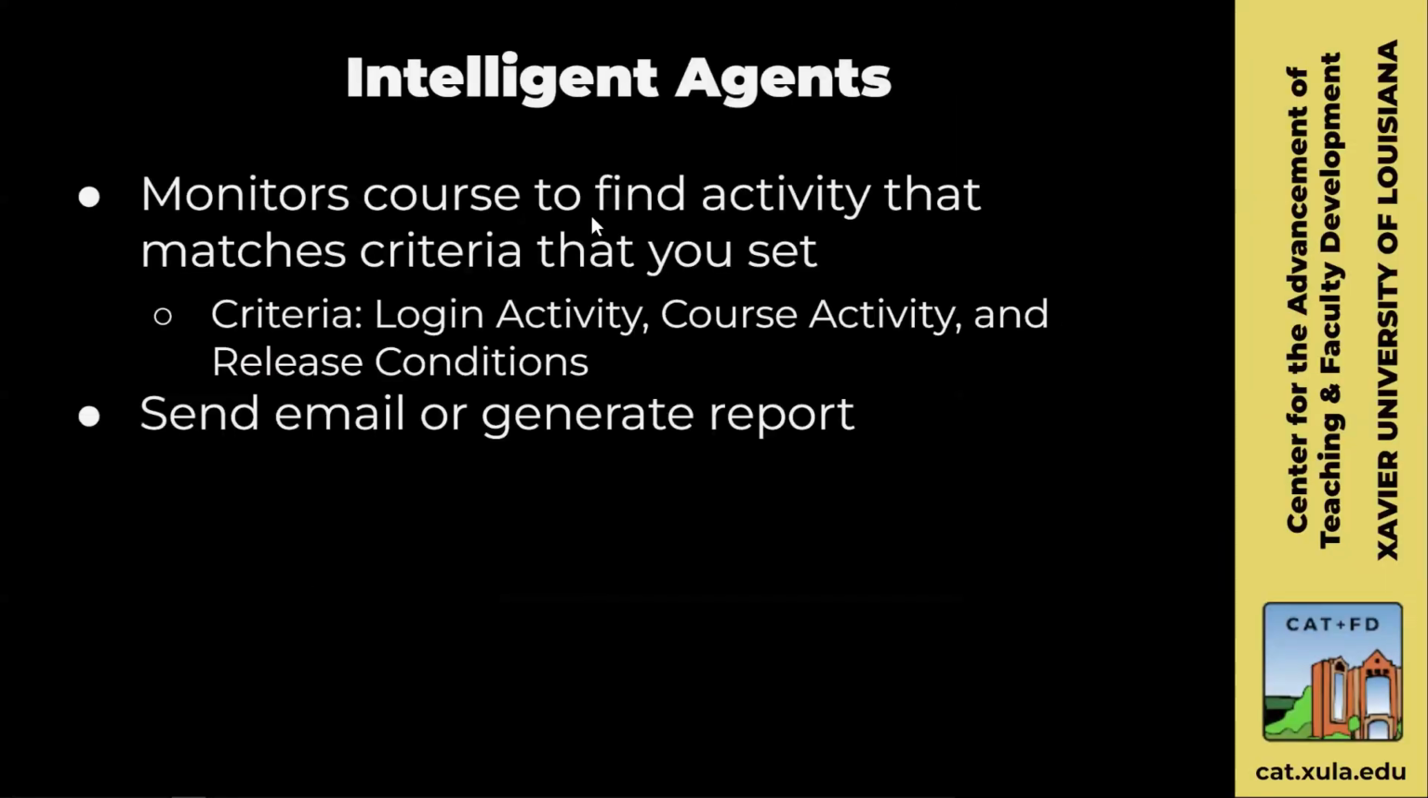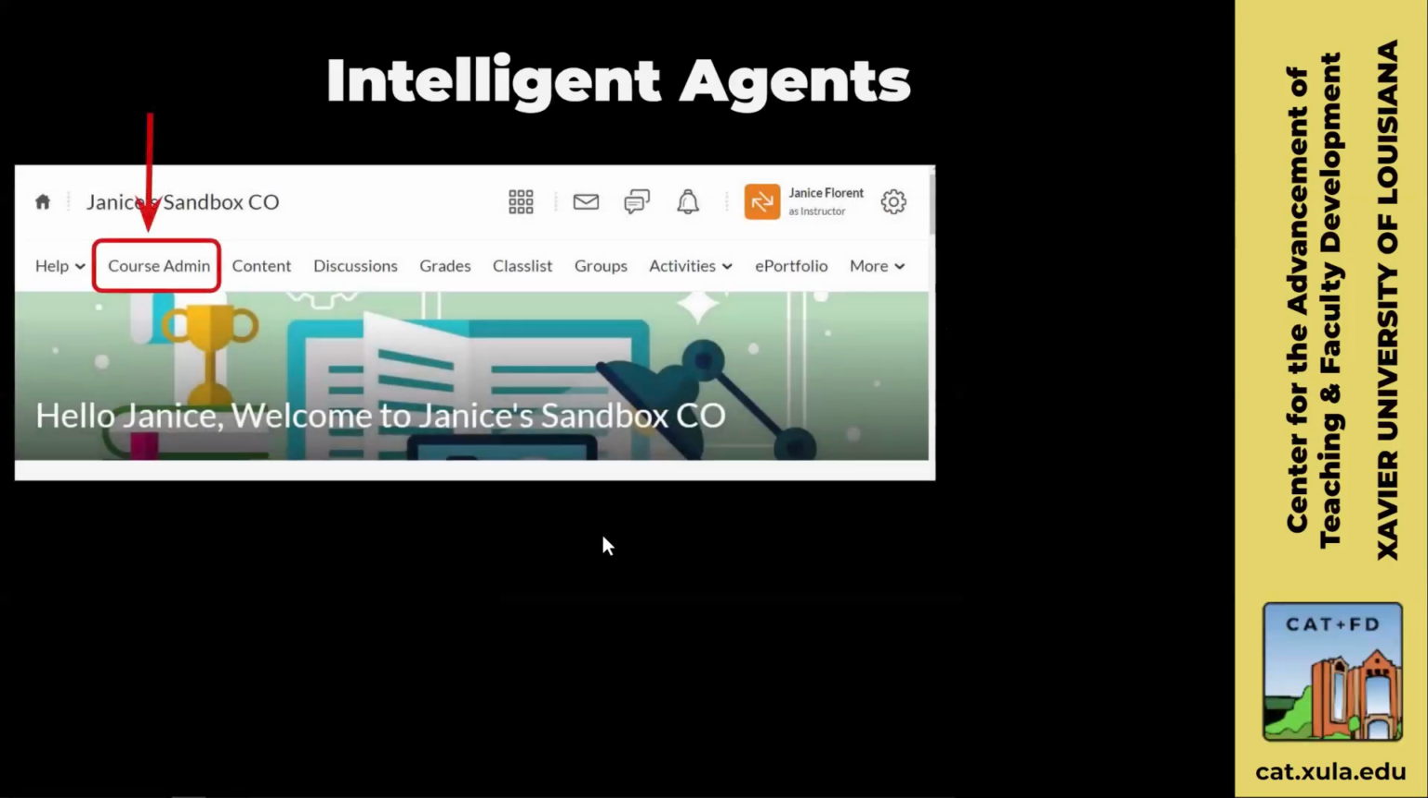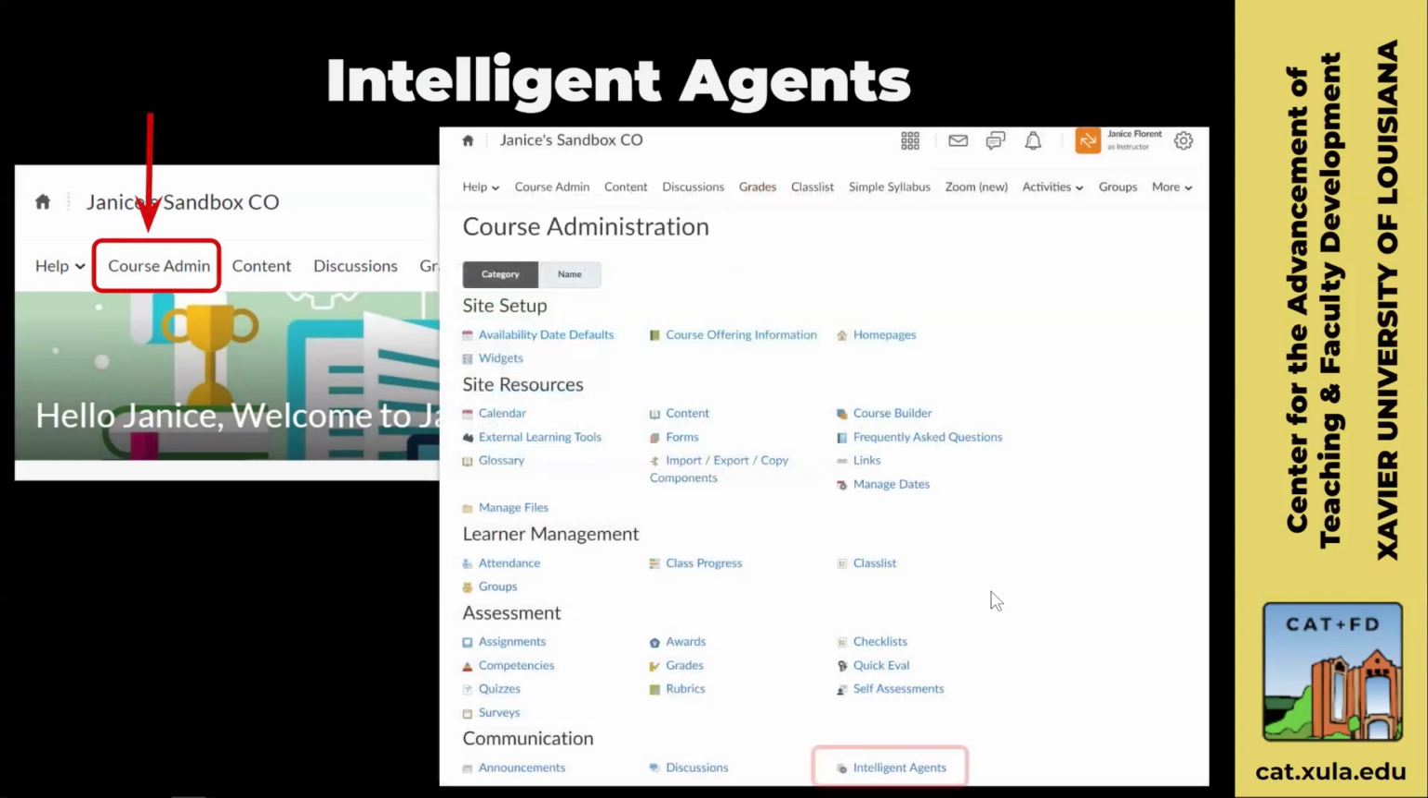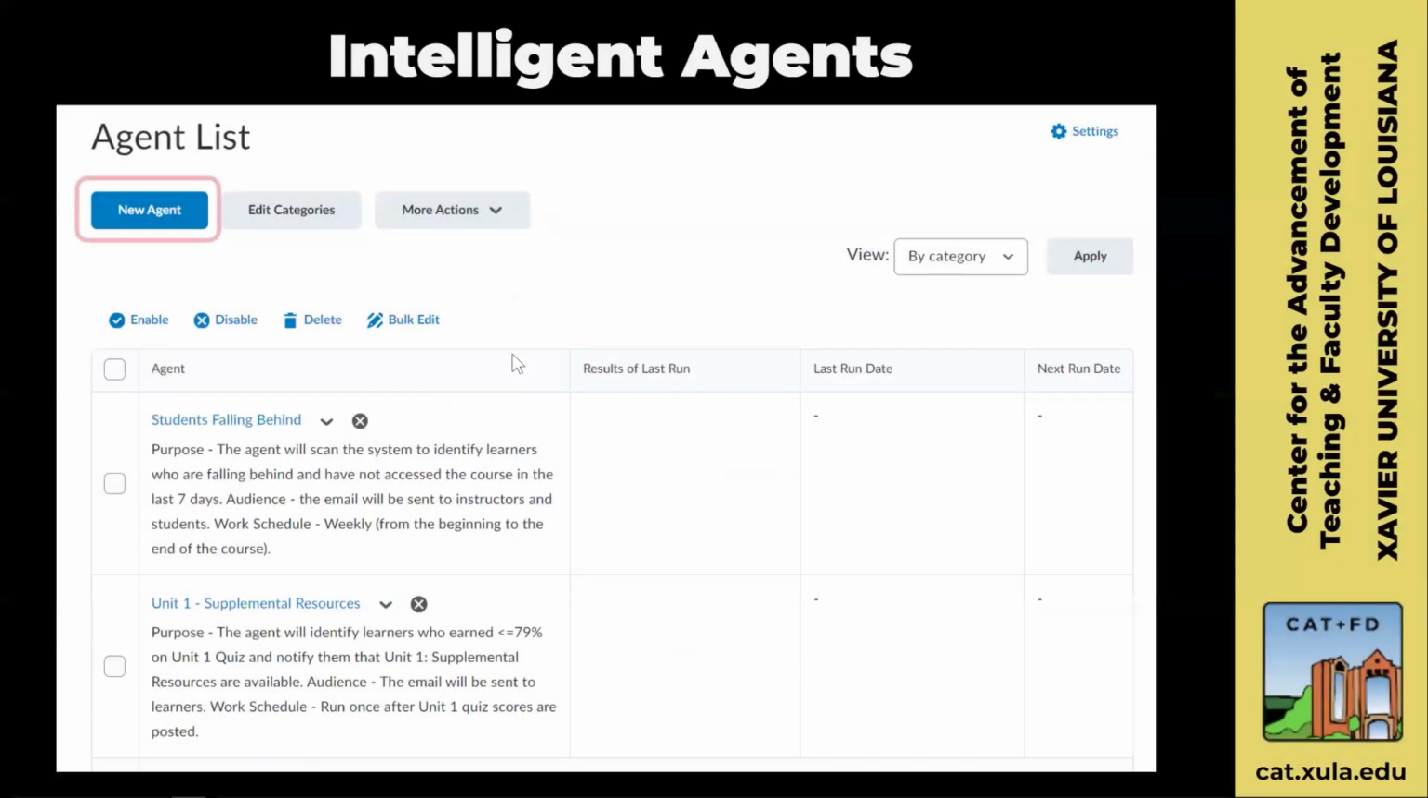With intelligent agents, these monitor the course to find activity that's going to match criteria that you set. And you can either send an email or generate a report. You get to your intelligent agents by going to course admin and then intelligent agents. And then here on the agents list page, I have two example agents that could help identify and support at-risk students. This one here is students falling behind. And this one here is to notify the student that Unit 1 supplemental resources have been released to them.